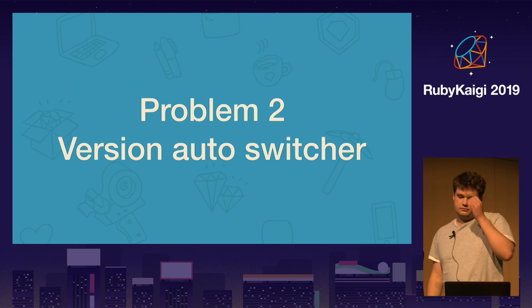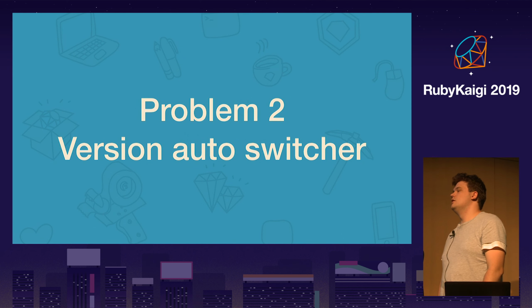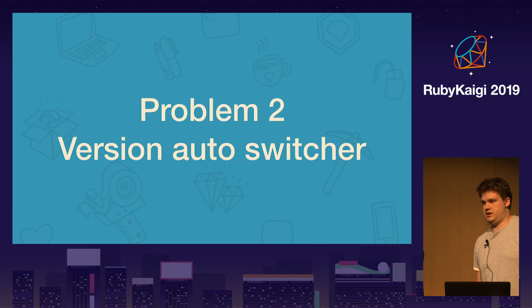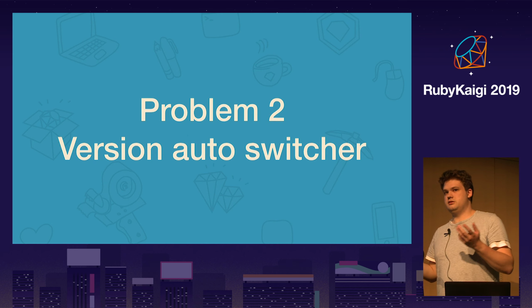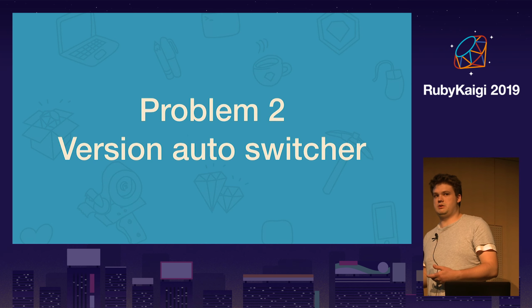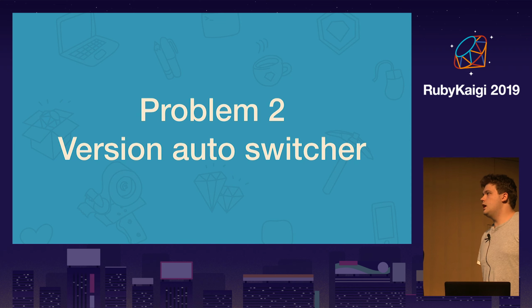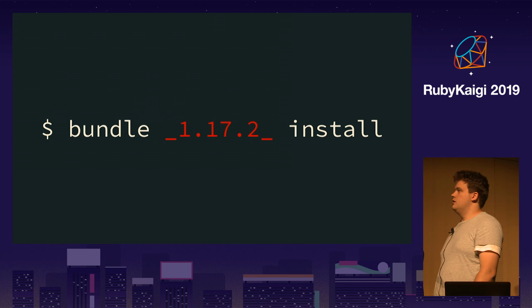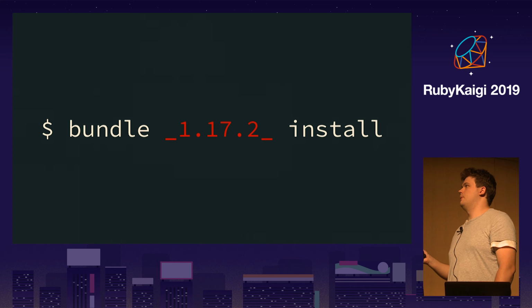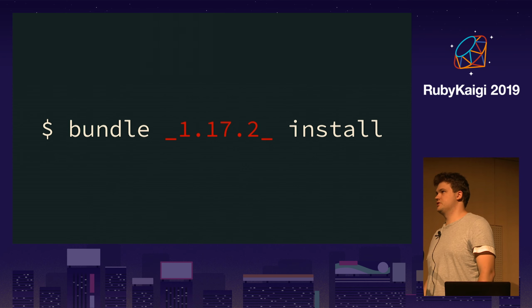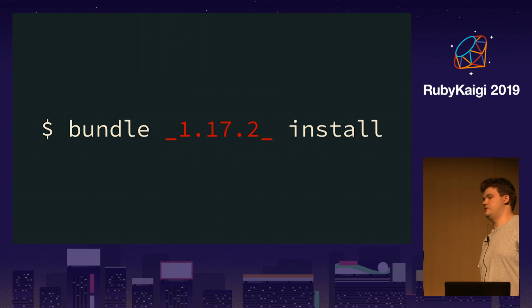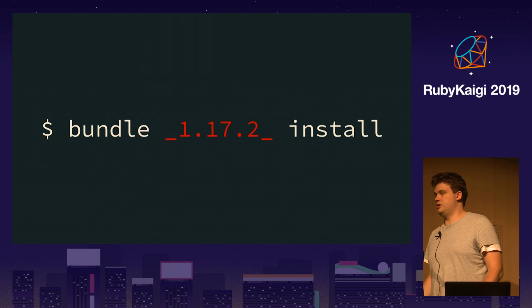The second problem, the version auto switcher. This is actually an interesting feature. It has been living inside RubyGems for about the past 2 years, but it only started kicking in when we published Bundler 2. What the version auto switcher does is solve this problem. If you're like any normal Ruby developer working on lots of different Ruby projects, you probably have lots of different Gemfiles using different versions of Bundler.